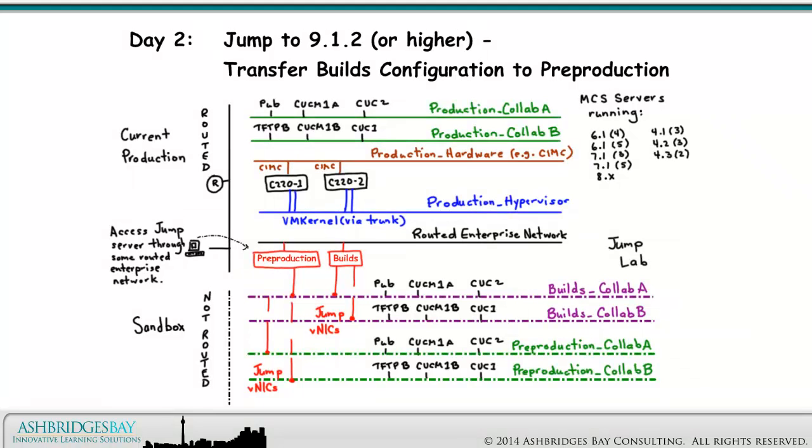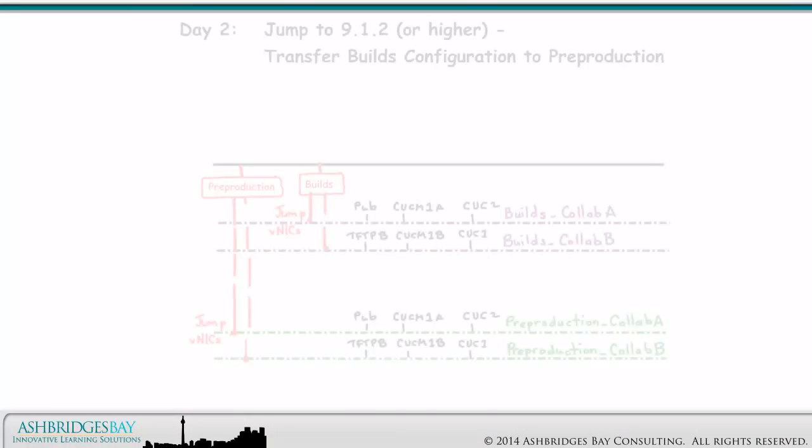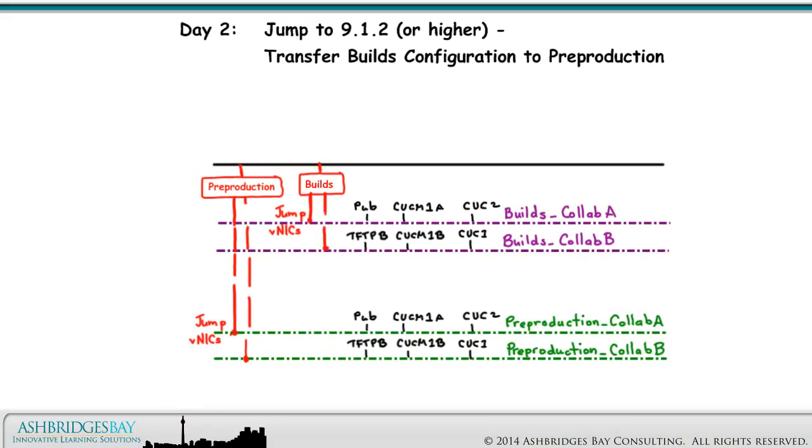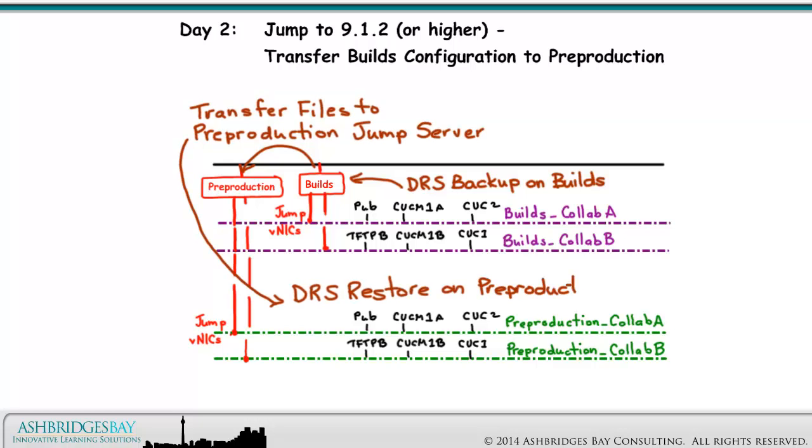This is an overview of the Jump Lab. This drawing looks at activities on the builds and pre-production cluster collab VLANs. In this drawing, we use DRS to transfer the current upgraded builds cluster configuration to the clean pre-production cluster. First, we do a DRS backup on the builds cluster. Then we transfer the files to the pre-production Jump server. And finally, we do a DRS restore on pre-production.